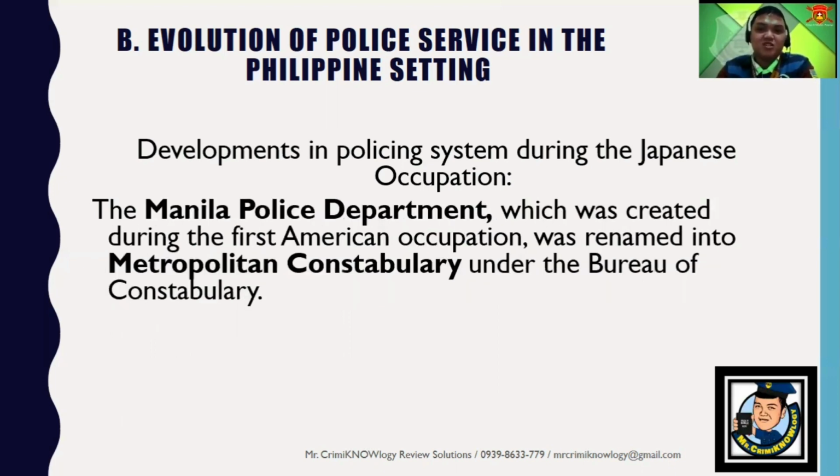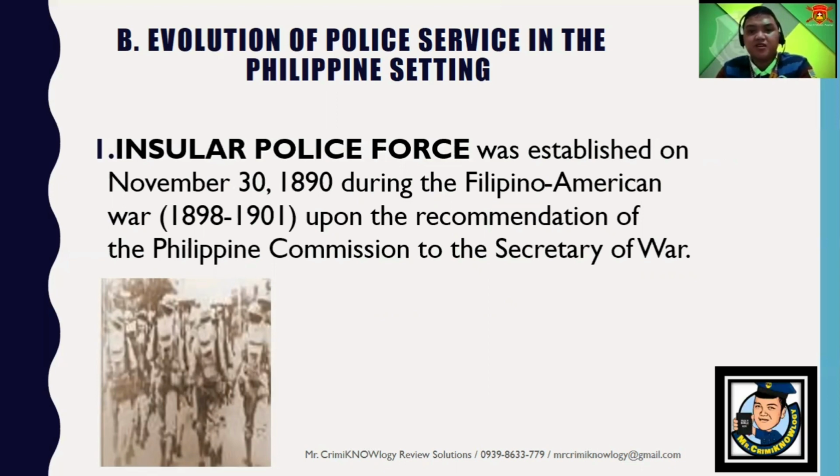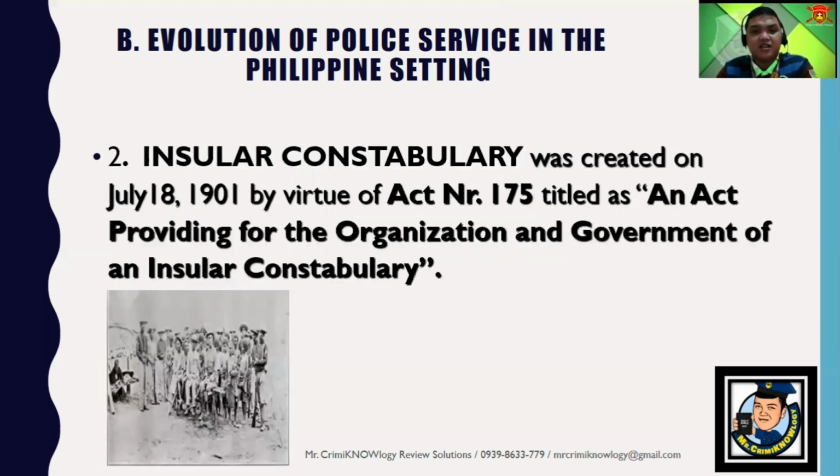The Manila Police Department, which was created during the first American occupation, the MPD until today, was renamed into the Metropolitan Constabulary during those days under the Bureau of Constabulary. We have the Insular Police Force, the IPF, which was established on November 30, 1890, during the Filipino-American War, 1898 to 1901, upon the recommendation of the Philippine Commission to the Secretary of War. Next is the Insular Constabulary, which was created on July 18, 1901, by virtue of Act No. 175, titled An Act Providing for the Organization and Government of the Insular Constabulary.